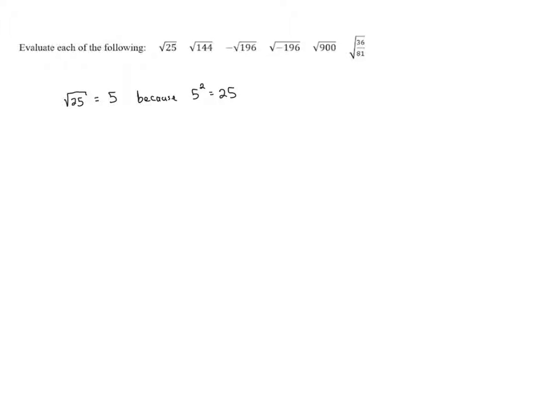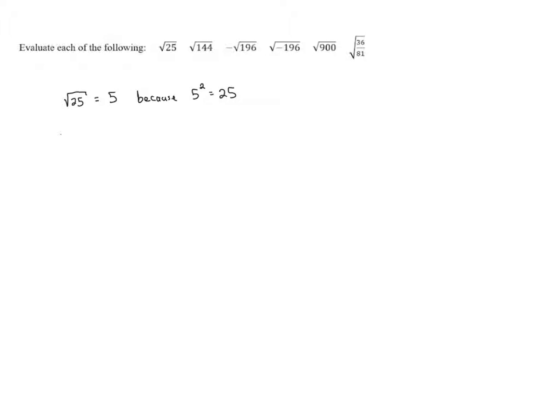Now, it's also true that negative 5 squared gives us 25. Negative 5 times negative 5 equals positive 25. But when we have this radical symbol written like this, it tells us that we're looking for the principal square root, or the non-negative square root. So basically the positive one. If we wanted the negative square root, we would have a negative sign out front, like we'll see in a couple of examples. But for right now, we have the square root of 25 equals 5.